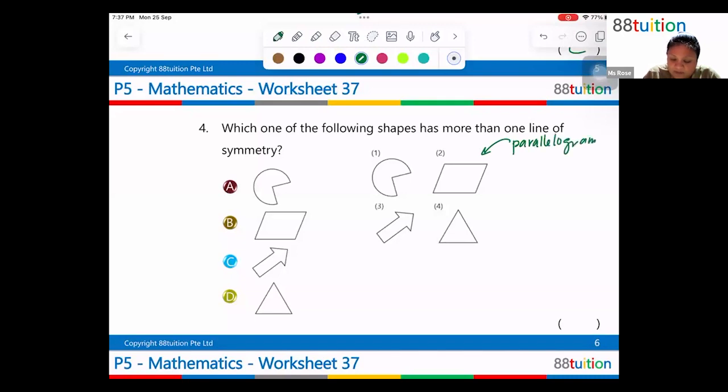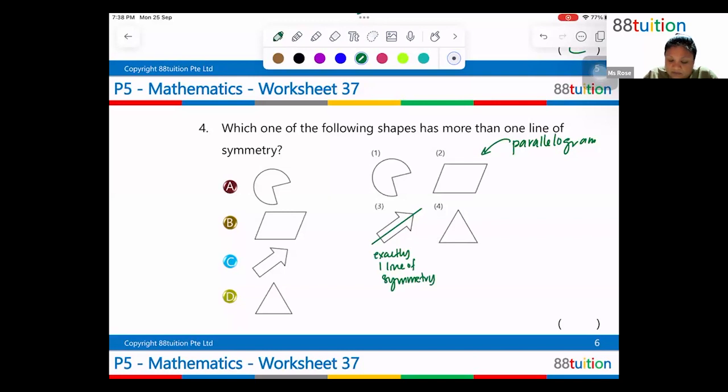A parallelogram, if you draw a line like this, these two will not match. Which of the following shapes has more than one line of symmetry? A parallelogram does not have a line of symmetry. Please take note. Parallelograms don't have. The only ones that have would be this one, which is exactly one line of symmetry.